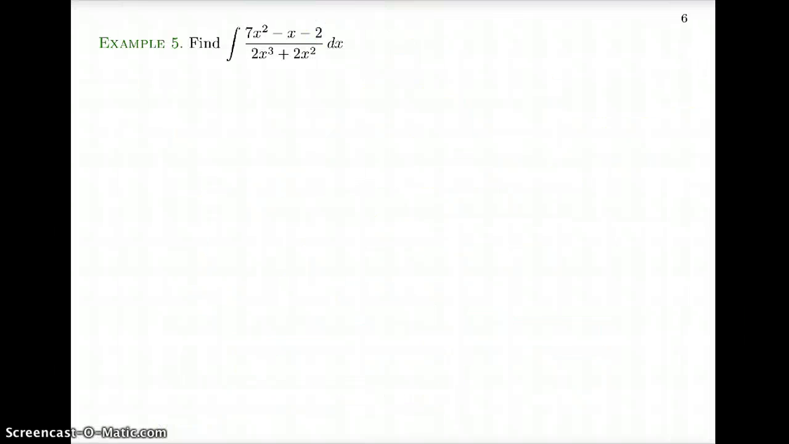Okay, now I invite you to try to work out this example before you look at my solution. So pause the video and try and work it out, and then come back and see if your solution agrees with my solution.